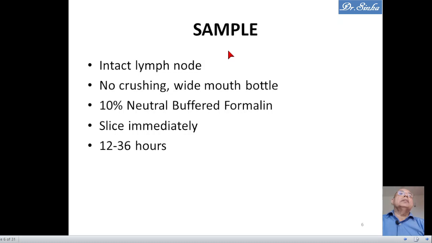Regarding sampling, intact lymph node should be sent to the lab without crushing. It should be sent in wide mouth bottle. 10% neutral buffer formalin is used as a fixative. The tissue should be sliced immediately for proper fixation. Fixation time is 12 to 36 hours depending upon the size of the tissue. One should avoid both under fixation and over fixation. RPMI medium for flow cytometry, stress tissues for cytogenetics and flow cytometry.